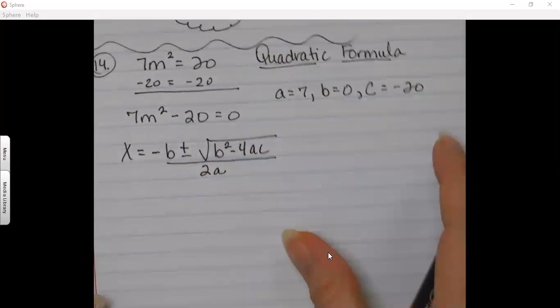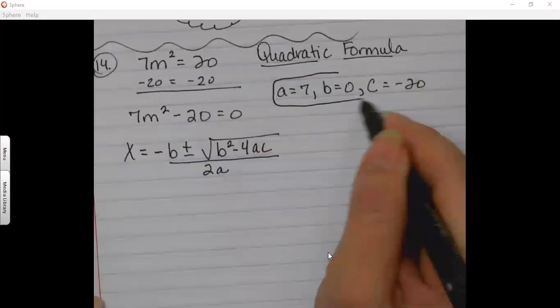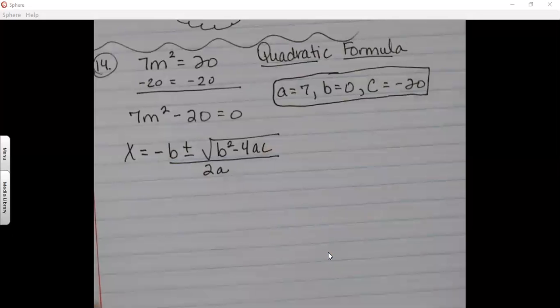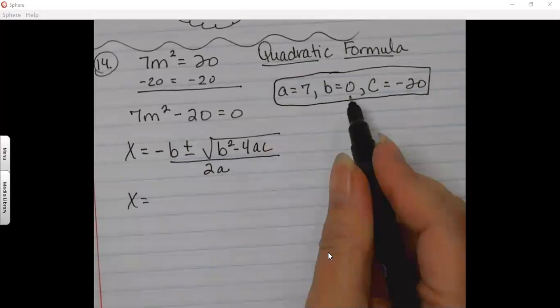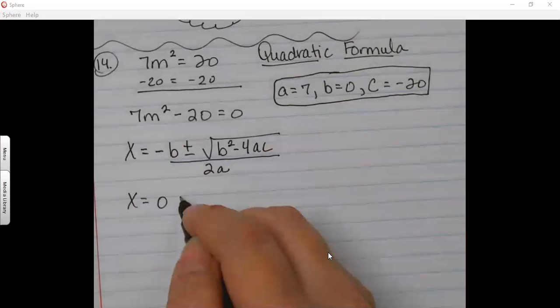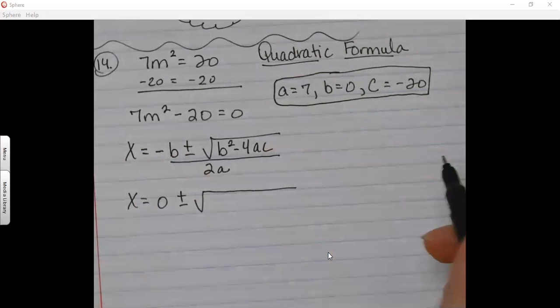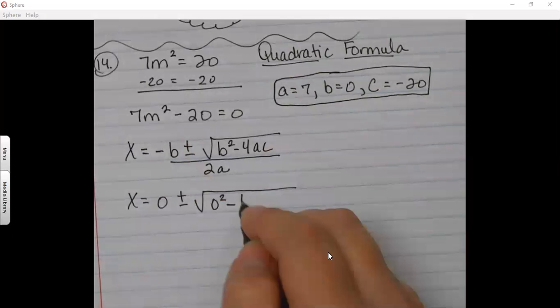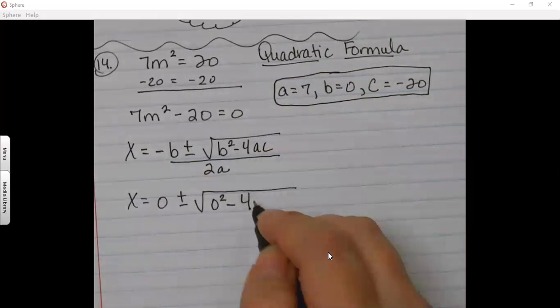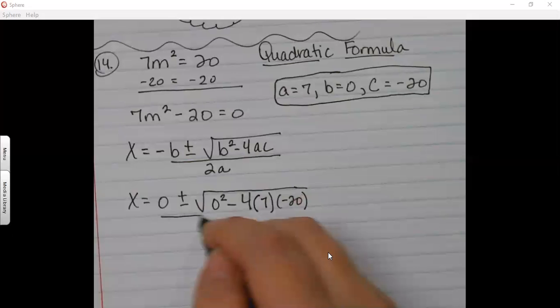So I'm going to substitute in these values for A, B, and C. Okay? So X equals negative B. Well, B is 0. Can you have a negative 0? No, so you just put 0 plus or minus the square root of whatever B is, squared. Well, B is 0, minus 4 times A times C. So 4 times 7 times negative 20, all over 2 times 7.